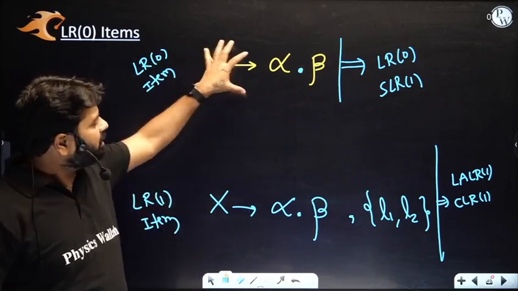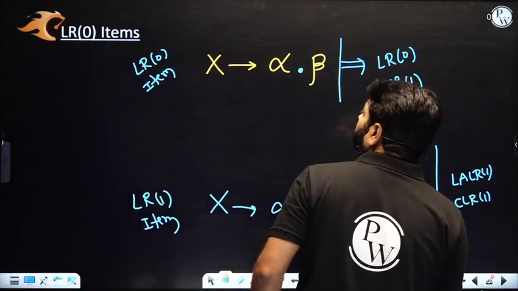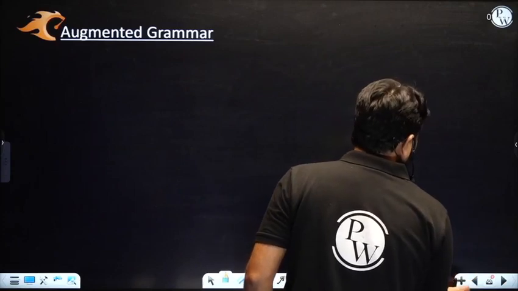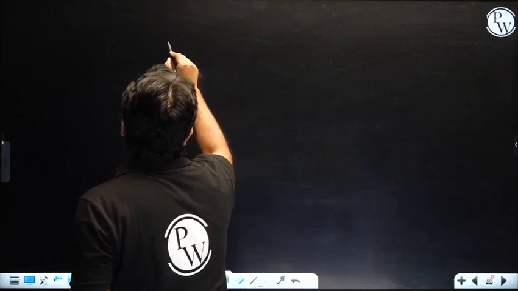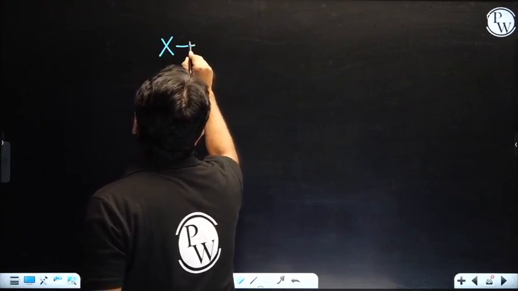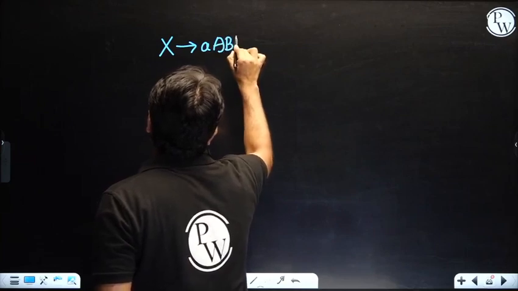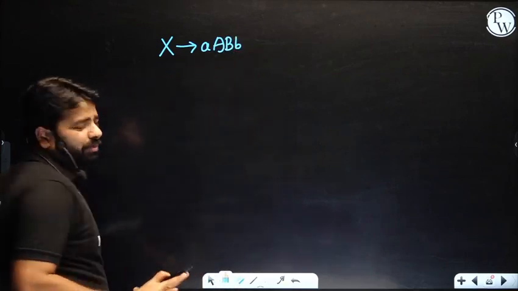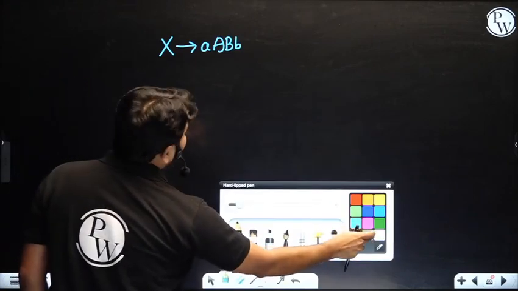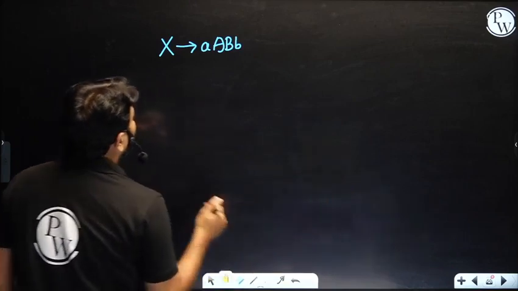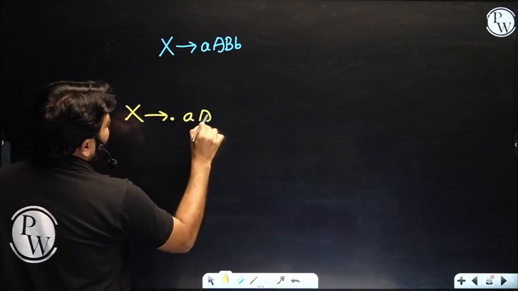But now let us talk more about LR0 items. Okay, let me take an example. Suppose I have X derives A, B, B. Okay, very big production, that's fine. This is the production. Now, if I want to write it as an item, how many ways can I do that? At some point of time, I may have A, B, B.